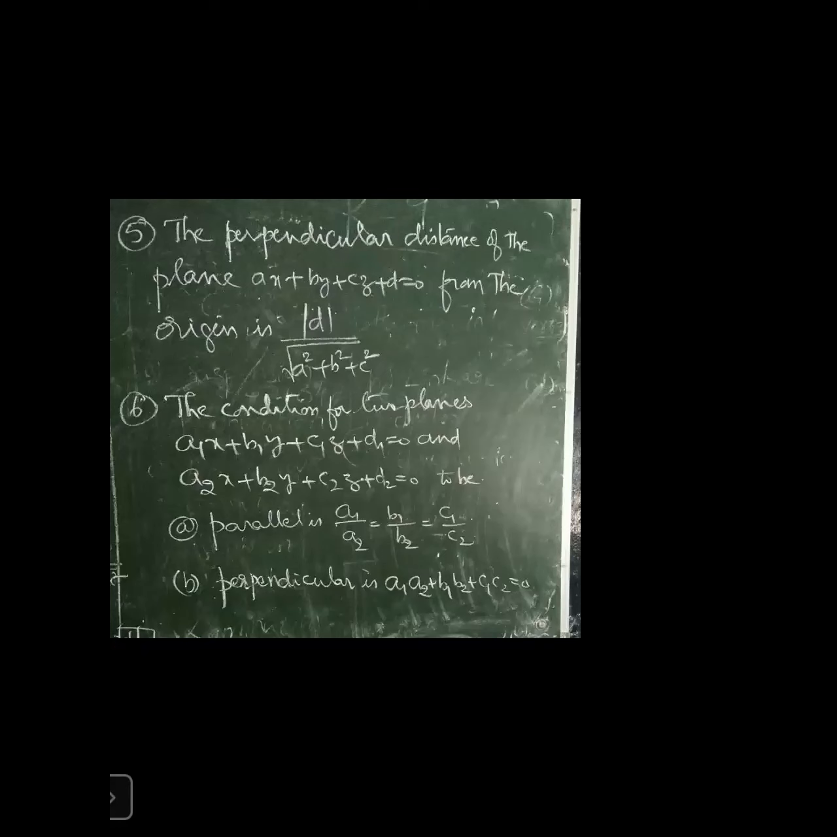Next, the perpendicular distance of the plane AX plus BY plus CZ plus D equal to zero from the origin is modulus of D divided by square root of A square plus B square plus C square.